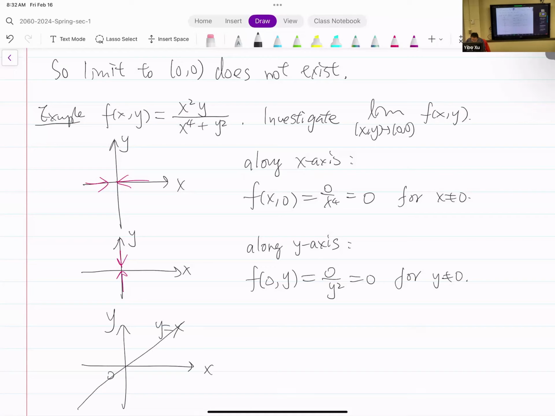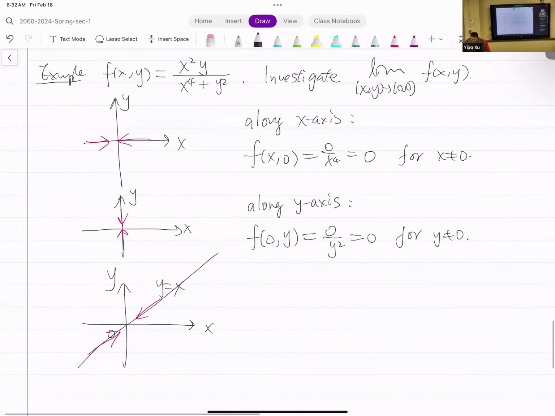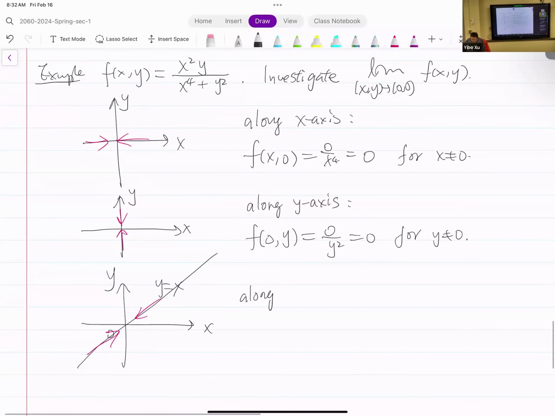So if we have this line, and then we're approaching from the upper and lower piece. Let's see, along y equals x. Here we have f of x, x that we plug in, right? So here we have x to the 3. Now y equals x. So then we have what? We have x to the 4 plus x squared.